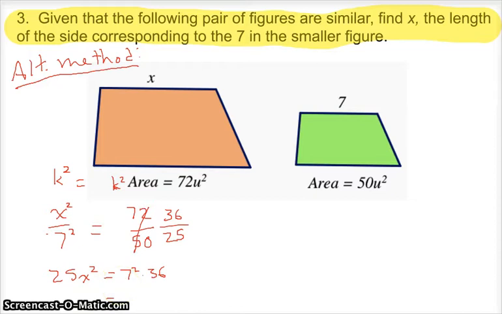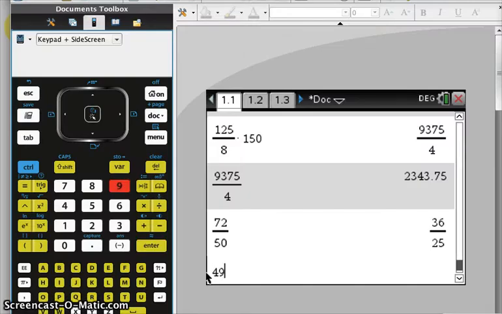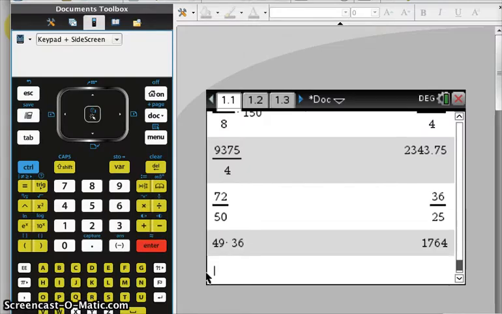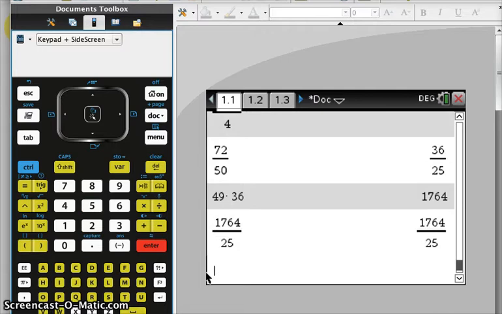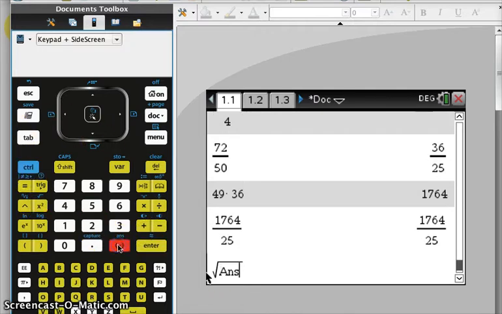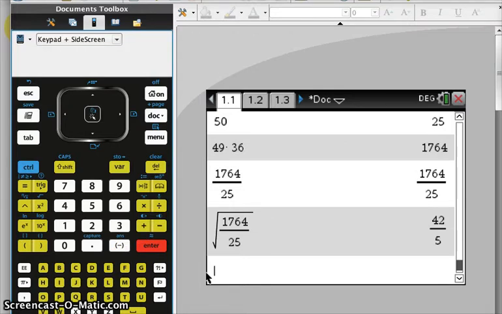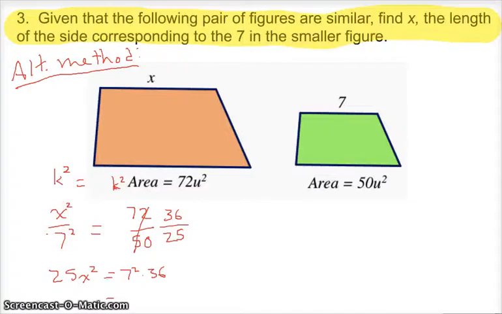7 squared times 36, 49 times 36, and I'm going to have to divide that by 25. I get x squared, so to get x, I'm going to do this fast because it's the alternate method. I take the square root of that, and I get 42 over 5. So let me write down what I just did there.